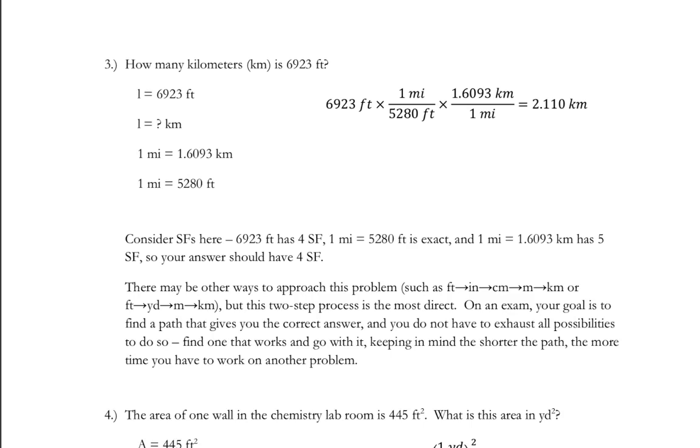Now we can use the conversion. 1 mile, we put that in the bottom, is 1.6093 kilograms. So mile cancels, we're left with kilograms. So we multiply 6923 times 1.6093, hit divide 5280, and we get the answer, 2.110 kilograms, 4 sig figs, because our initial measurement has 4 and all of our conversions have 4 or more.